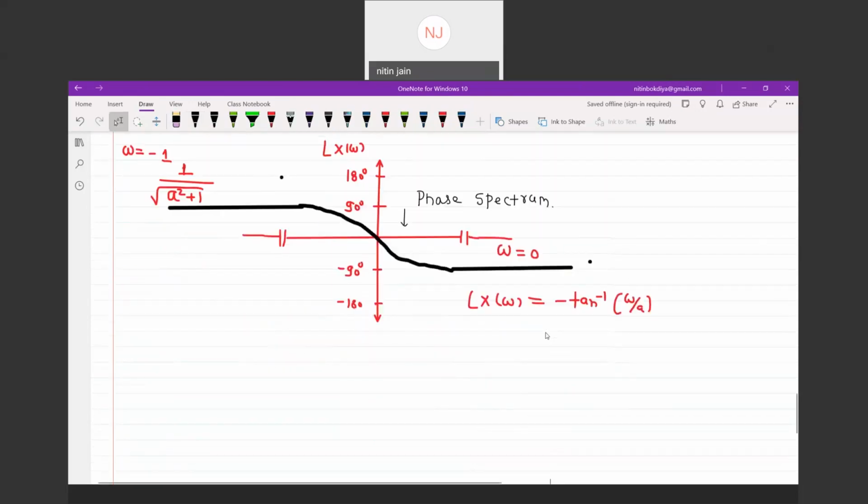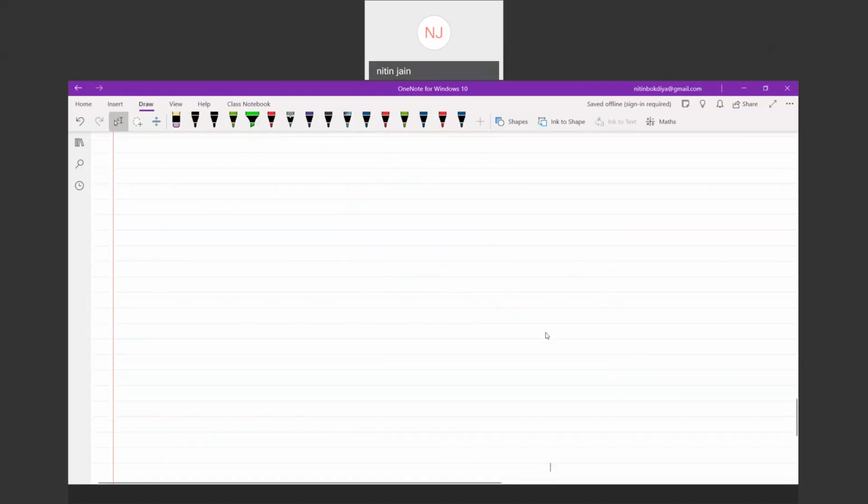Let's write one more question. It says: find the Fourier transform of this function, e to the power at u of minus t, for a greater than 0. So I am giving you 5 minutes. Calculate the Fourier transform of this function.